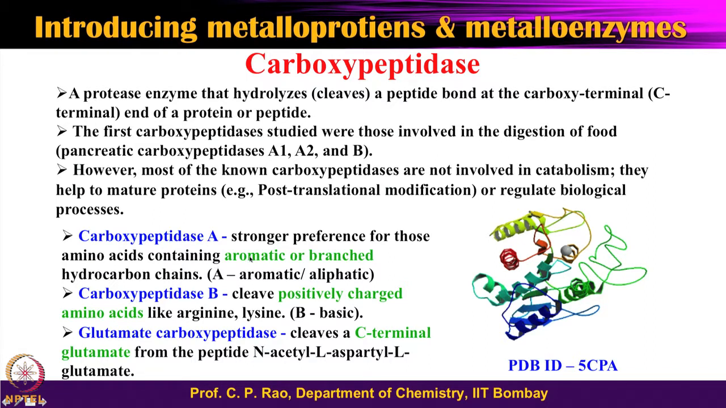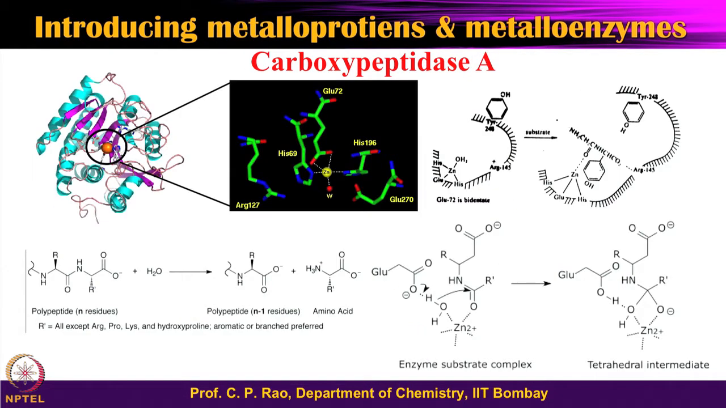If the neighbor residues are aromatic or branched aliphatic, then it is carboxypeptidase A. If you have a positively charged species as a side chain in the neighbor, then it is carboxypeptidase B. On the other hand, if you have an anionic kind of species at the carboxylic terminal, then it will be carboxypeptidase C. Now, having got that, let us look at the enzyme core.